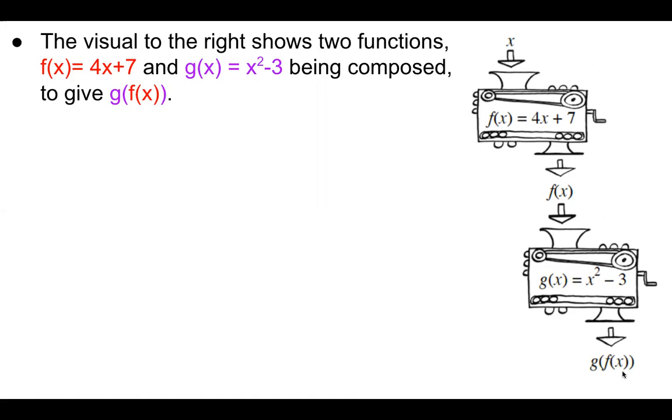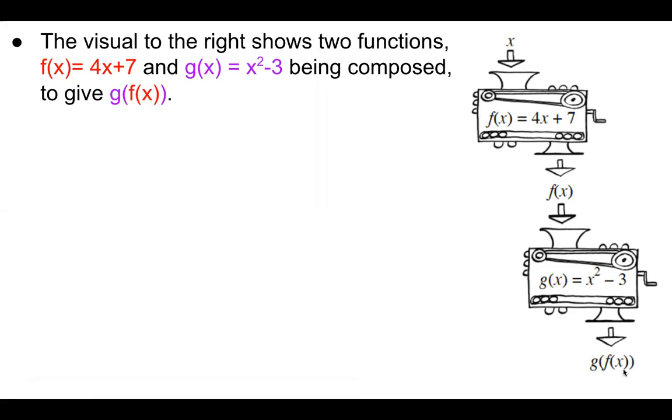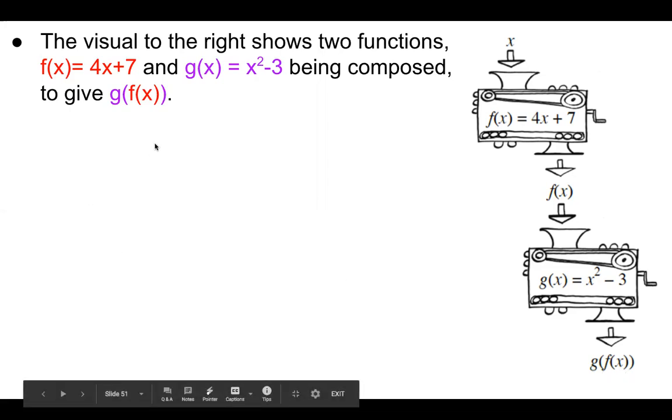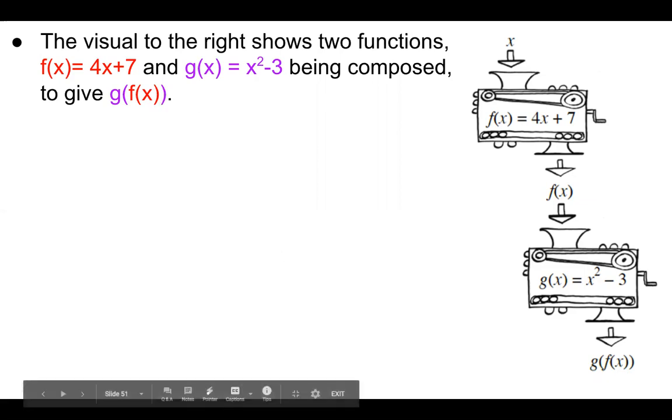Whenever you see parentheses, you say "of." So you notice how I'm saying g of f of x. That's how you would read that. And notice up here, I already started color coding this. I made the f red and the g purple. For me, this helps to follow along with what's happening. So let me pause to give you all some time to draw the function machine.